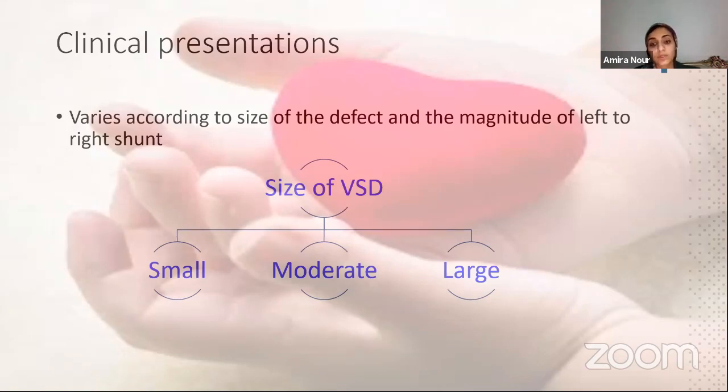And in a patient with a moderate-sized VSD, especially in neonates or infants, their most common symptoms will be recurrent chest infection, failure to thrive, poor suckling, and poor weight gain.